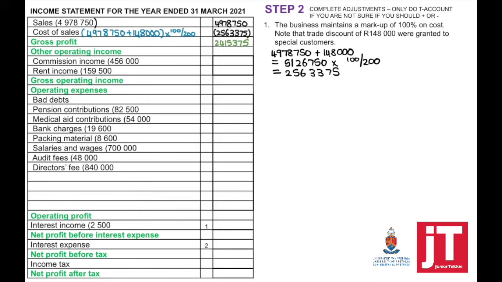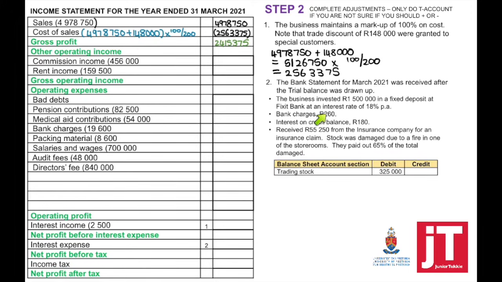The bank statement for March 2021 was received after the trial balance was drawn up. The business invested 1.5 million in a fixed deposit at Fixed Bank at an interest rate of 18% per annum.